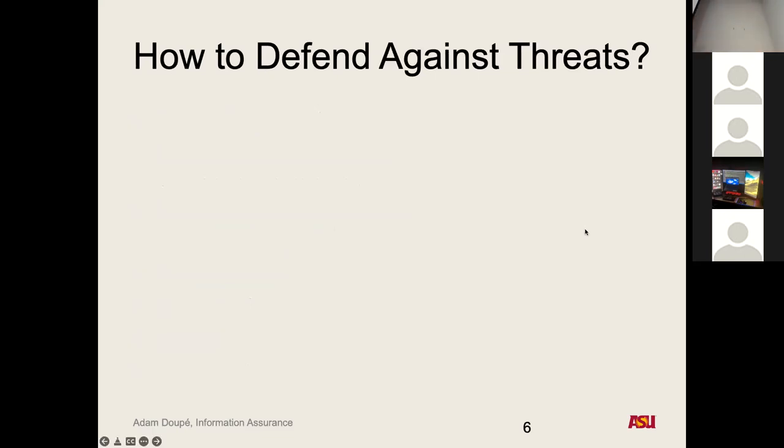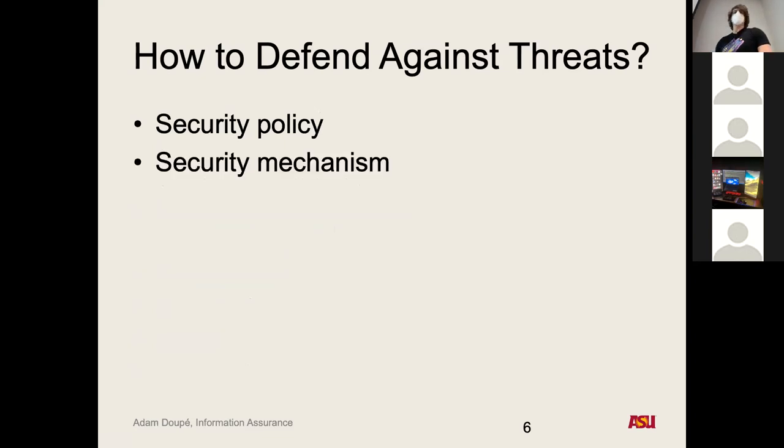So now we can think about threats, the attacks to our system. But we want to defend against them, right? So we're thinking about securing a system. We have basically two main ways of defending against them. They are related because you can't really have one without the other, but important and distinct. So the two key things we have are security policies, and the other one is security mechanisms.